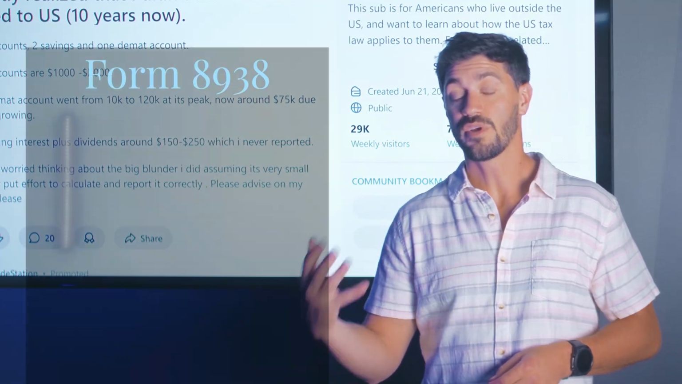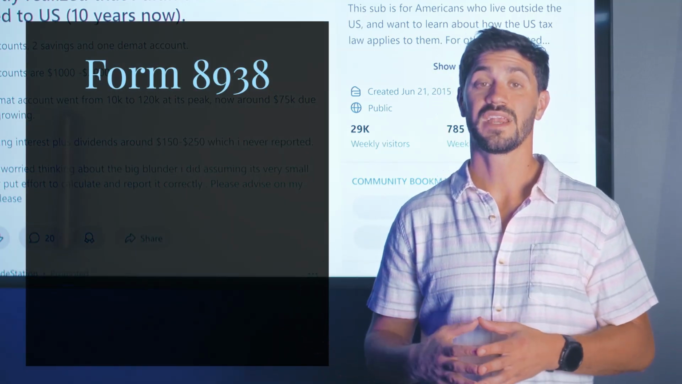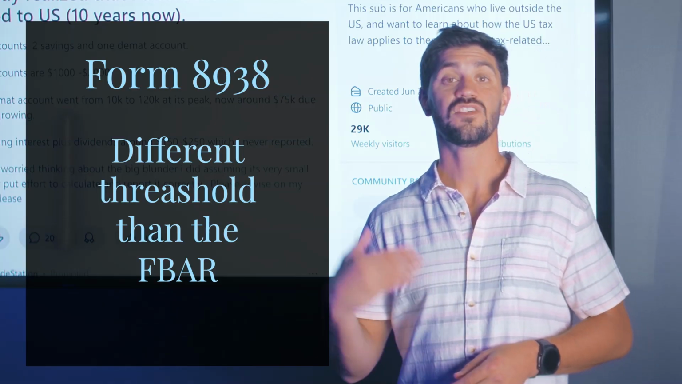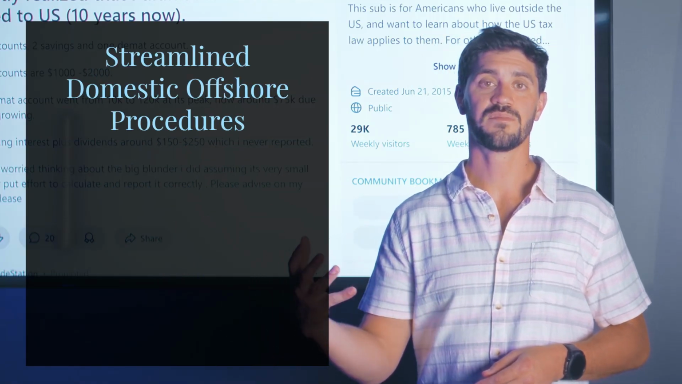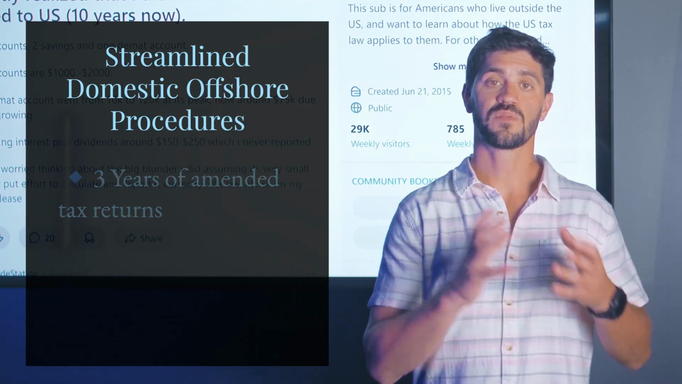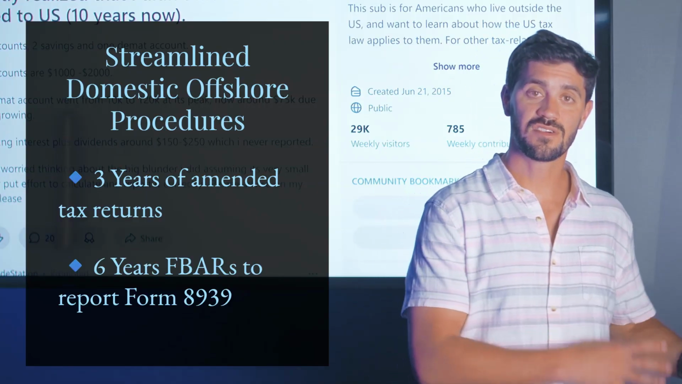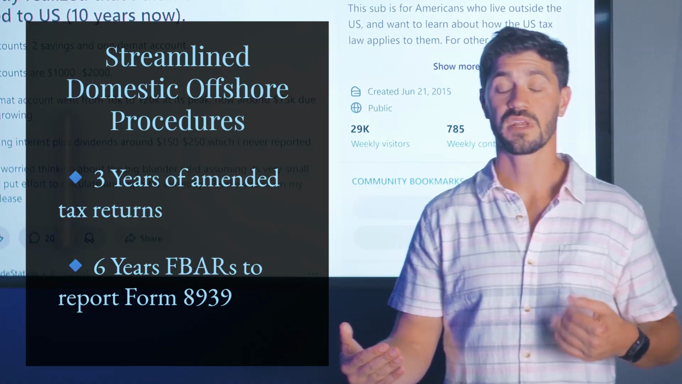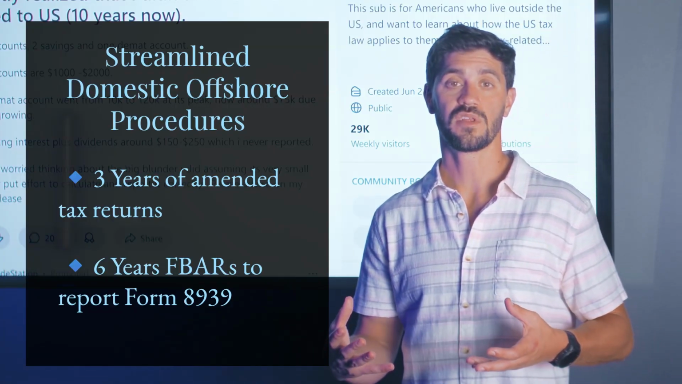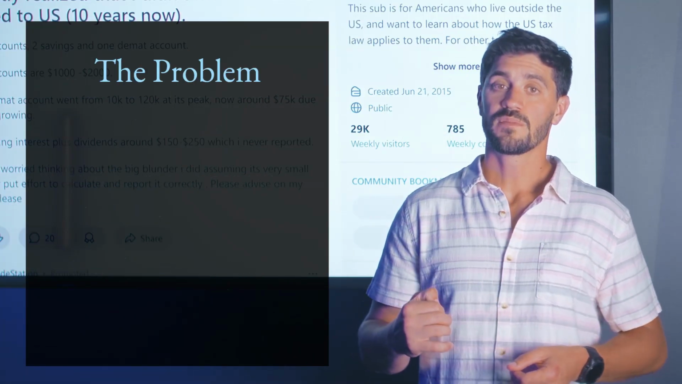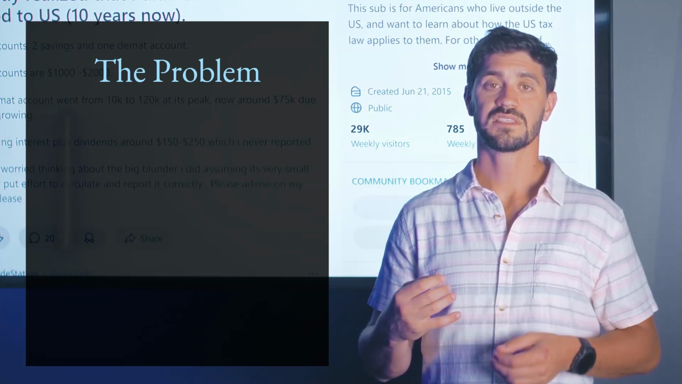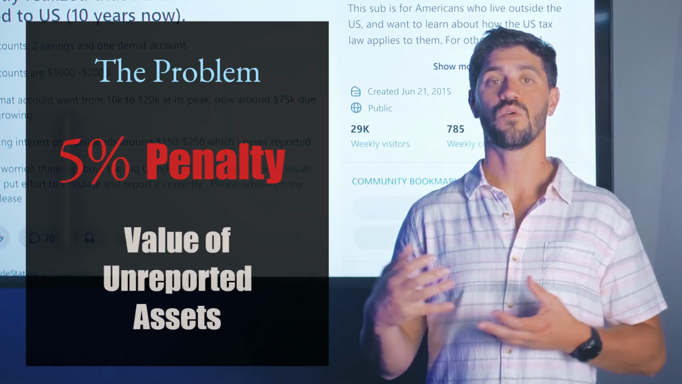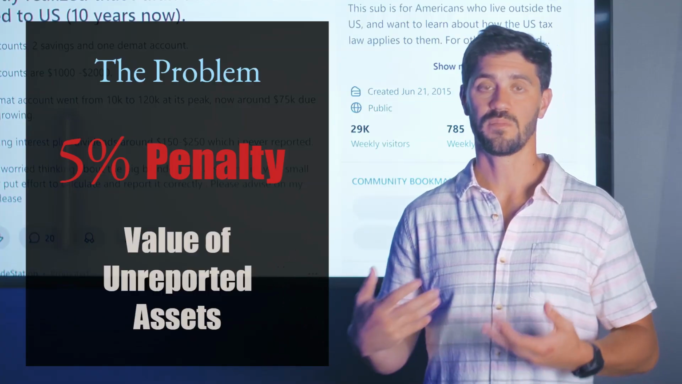If there's 8938s that are also required, which has a different threshold than the FBAR and is filed with your tax return, then you might want to run into the Streamlined domestic offshore procedures. That's 3 years of amended tax returns, 6 years of FBARs to report your 8938 and the FBARs correctly going forward and pick up the income related to those accounts. The problem with the Streamlined domestic offshore procedures is that it has a 5% penalty on the value of the assets that you didn't report.